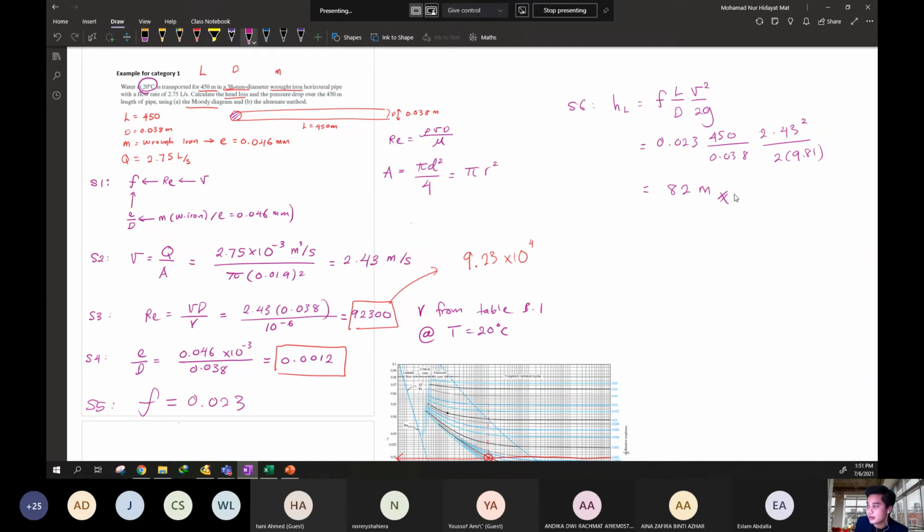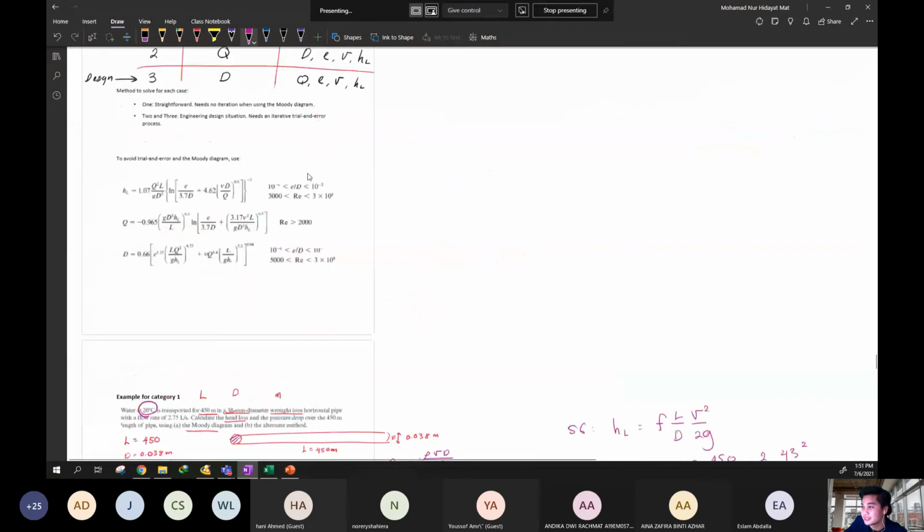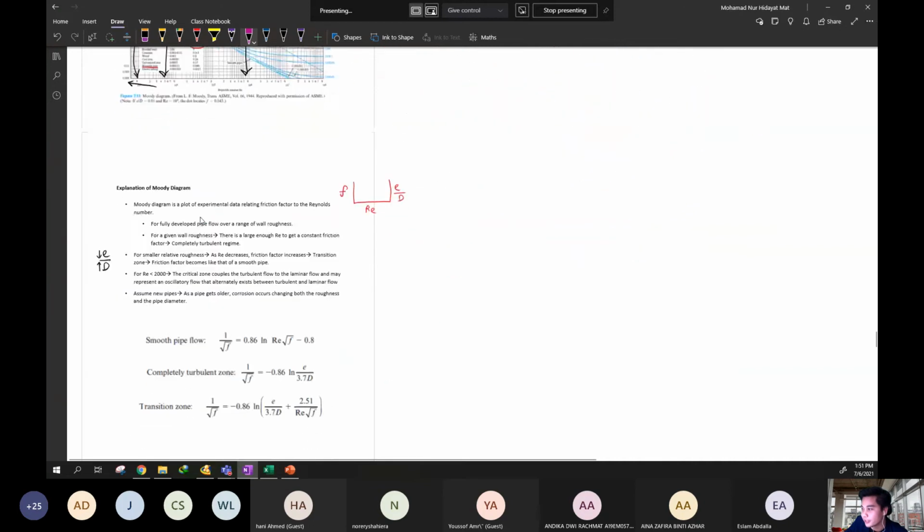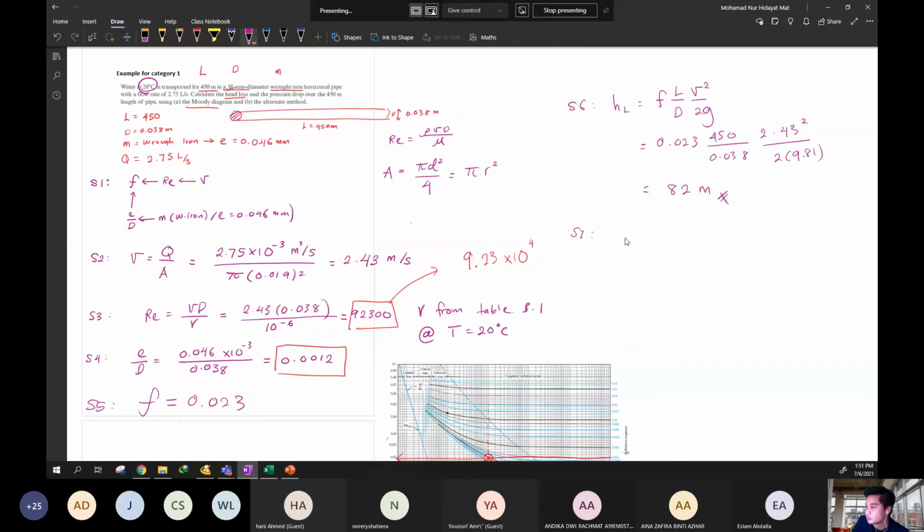After we found the head loss, step number 7, we know that in order to get the pressure drop, you can see our previous equation. Head loss is equal to the pressure drop over gamma. So based on this, head loss is equal to pressure drop over gamma.